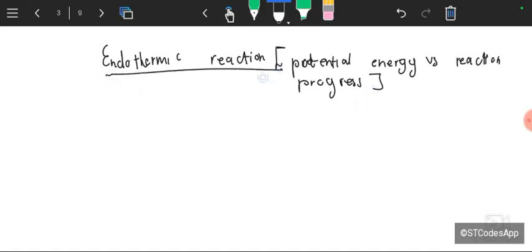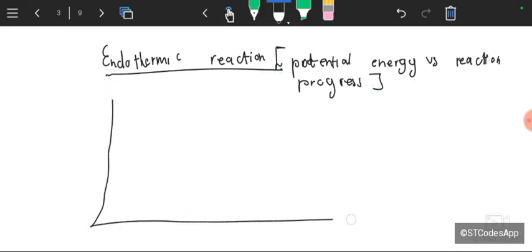Now, exothermic reaction. What we must know is that we draw a graph. We must have the x-axis and the y-axis. The x-axis will be the reaction progress. We'll be measuring using the y-axis. There are no values here, don't worry.